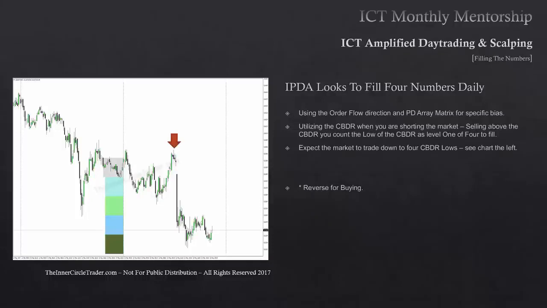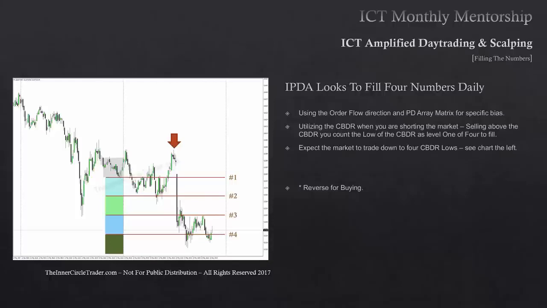So going short here, this would be level 1 because you're selling short above the central bank dealers range low. So when price trades down through it, that's counting level number 1, level 2, level 3, and finally level 4. So there's an example of IPDA filling the numbers on the basis of the central bank dealers range.